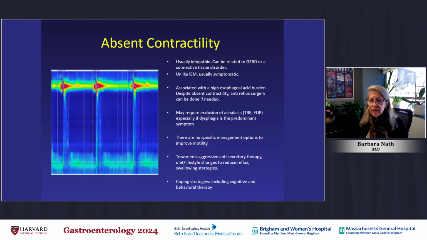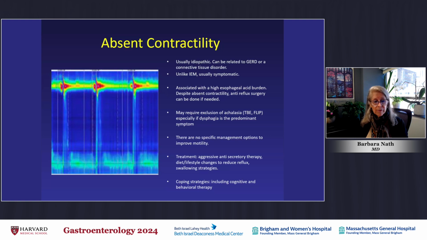Absent contractility is usually idiopathic, although it can be related to GERD, usually very severe GERD, or a connective tissue disorder. IEM can be found, even severe IEM can be found in asymptomatic patients. Unlike severe IEM, absent contractility is almost always symptomatic, and dysphagia is the major symptom. Despite the fact that the motility is really absent, they still can have anti-reflux surgery if needed. The choice of the wrap, though, is important, and they would probably not get a 360 wrap. They would get a 270.